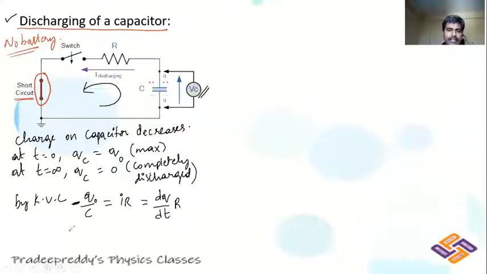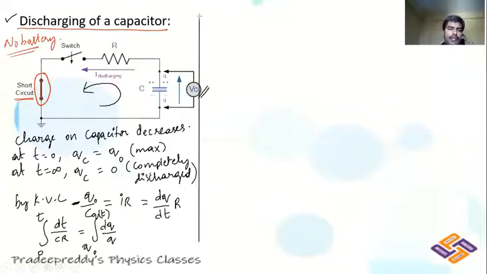Just modify these equations and go for integration. Integration from 0 to t of dt divided by CR is equal to integration of dq divided by q. Initial charge is q naught, final charge is q of t. That means you are finding charge after some instant of time, which I am representing with q of t. If you evaluate this integration, finally you will get the answer: q of t is equal to q naught into e power minus t divided by CR.